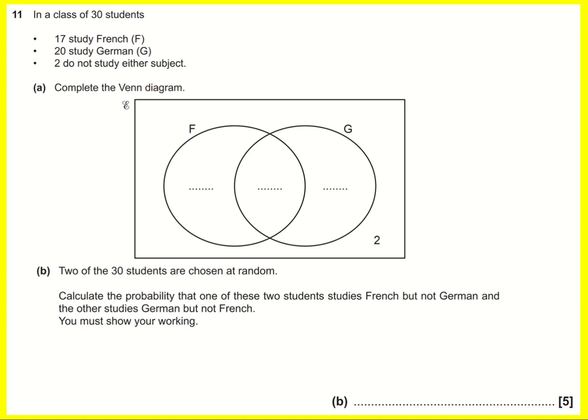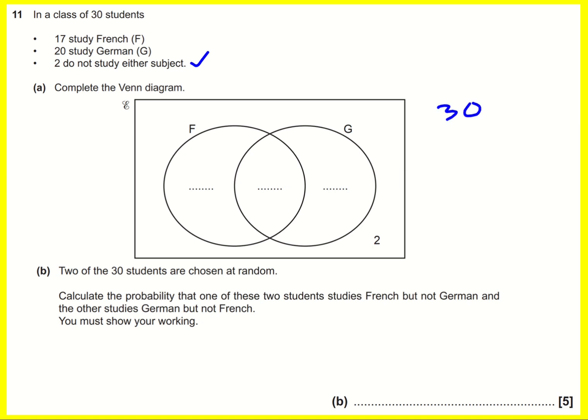We've got a Venn diagram question here. So 30 people in total, 17 study French, that's these people here. 20 study German, that's these people. And then 2 do not study either subject, which has already been put in for us.